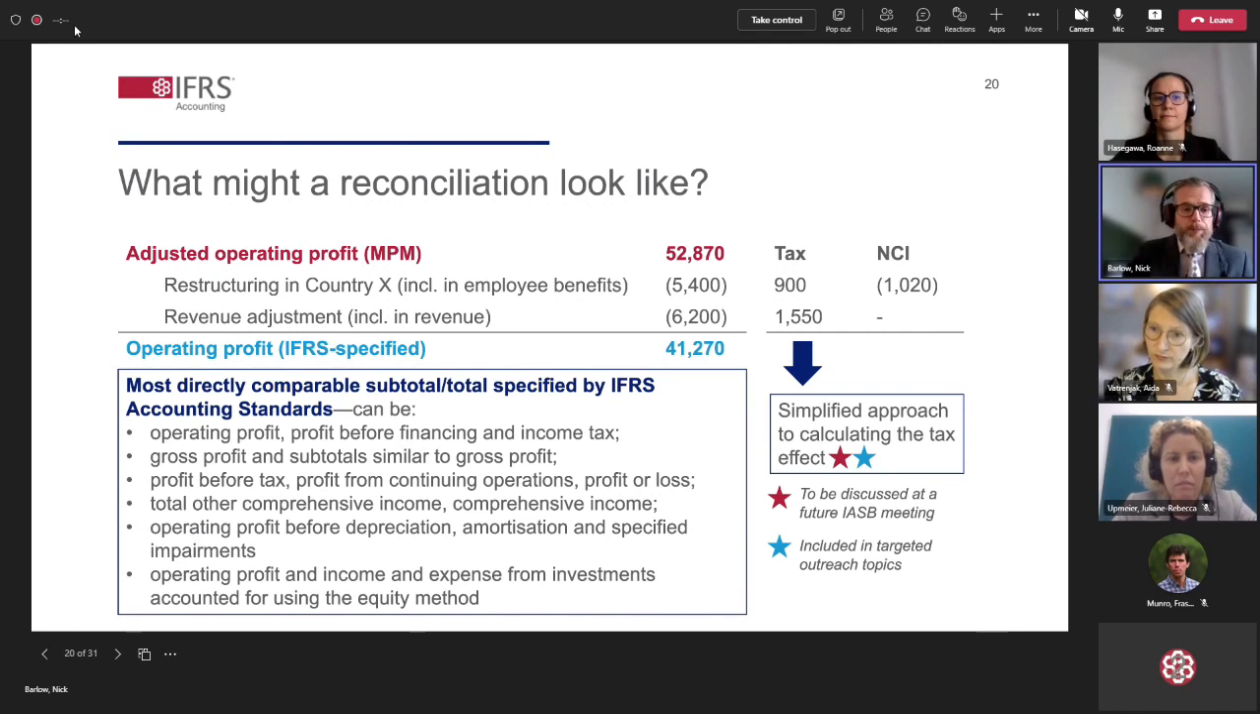Now, those subtotals will include those totals and subtotals carried over from IAS 1, the new subtotals proposed in this project, but the board has also specified 3 subtotals that it has defined. The first is a subtotal similar to gross profit, and this is described as the difference between the type of revenue and the directly related expenses incurred in generating that revenue. The next is operating profit, income and expenses from investments accounted for using the equity method, which Roanne referred to earlier. And the final one is operating profit before depreciation, amortization, and specified impairments.